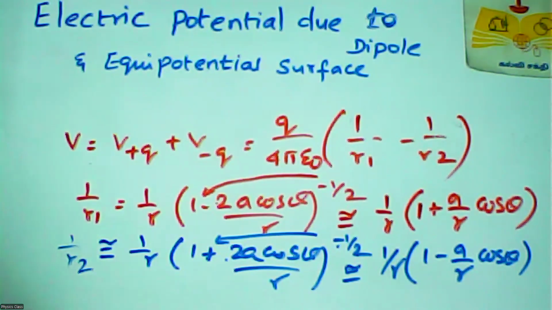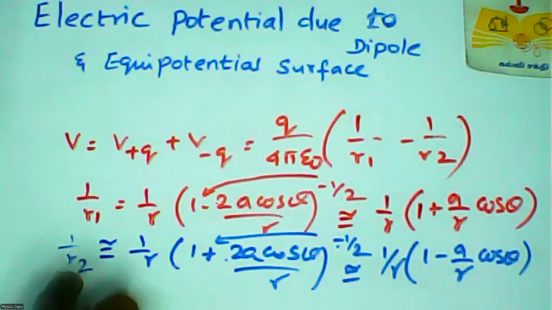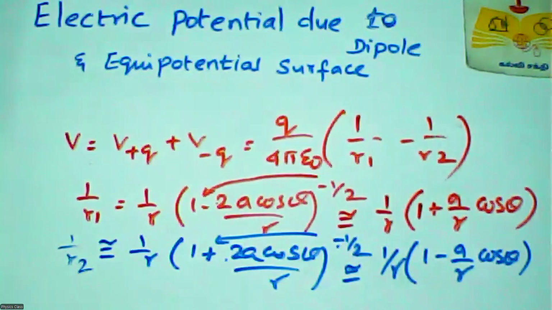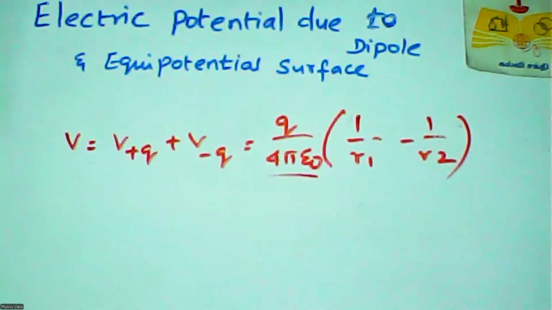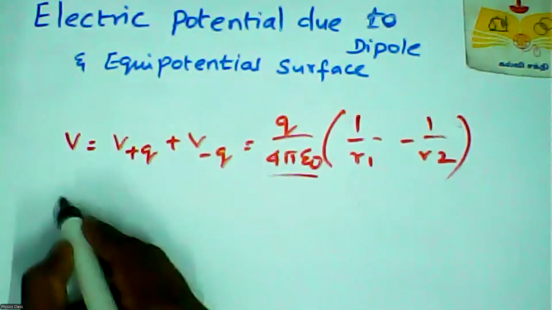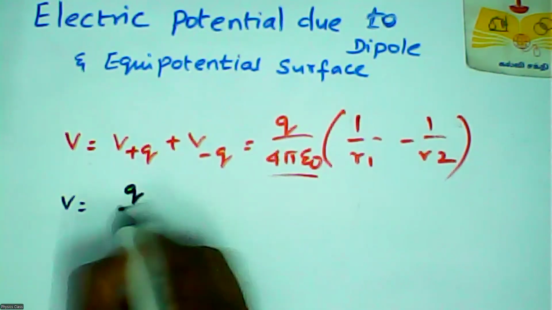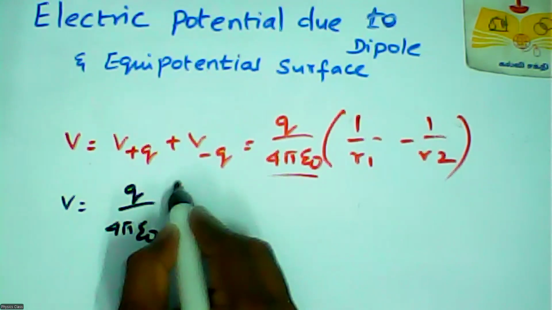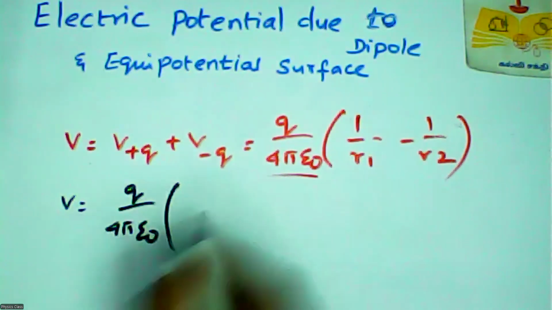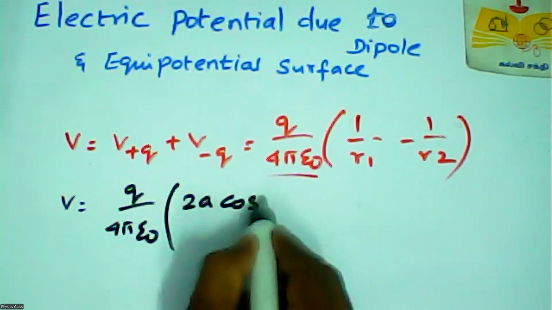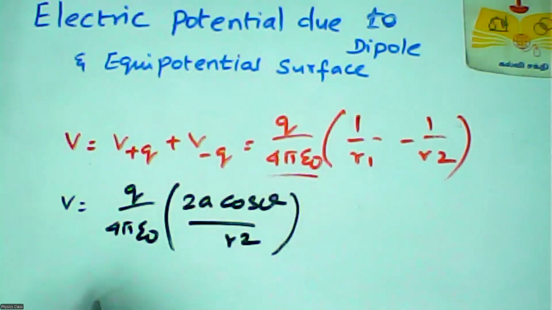Now we can substitute the 1 by R1, 1 by R2 here. So we will get V is equal to Q by 4 pi epsilon naught, and you can cancel any common terms. So finally we can get 2A cos theta by R square. Yes, 2A cos theta by R square. Already we know that electric dipole moment P is equal to 2QA.